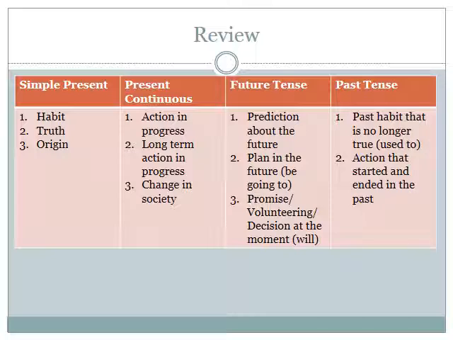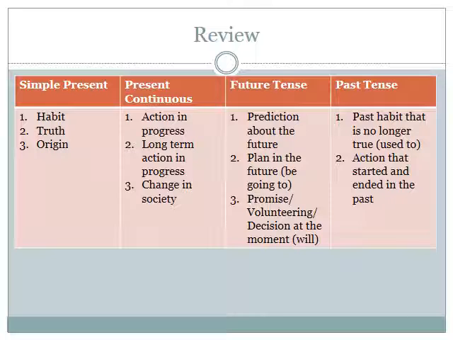And then with the future tense, we also had three different usages. One usage is a prediction about the future, where we can use both be going to and will. And then we have two separate ones. When we have a specific definite plan for the future, we can only use be going to. But when we're talking about a promise or volunteering or a decision that's made at that moment, we can only use will. We can't use be going to.